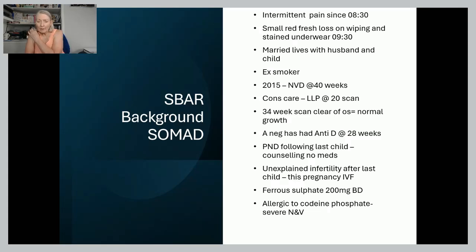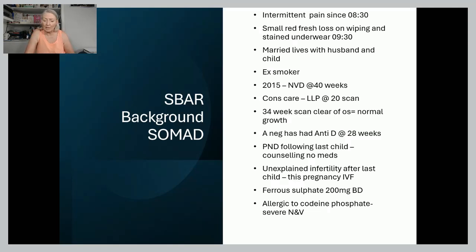So her medical background is that she had postnatal depression following the last child, which was treated with counselling and no medication, and unexplained infertility after the last child. So this pregnancy is an IVF pregnancy. And her allergy and drugs, she's allergic to codeine phosphate, which gives her severe nausea and vomiting, and she's on ferrous sulfate, 200 milligrams twice a day.